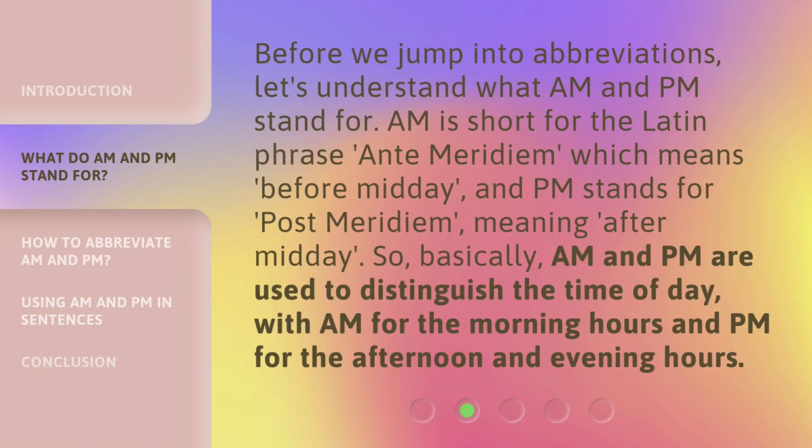Before we jump into abbreviations, let's understand what AM and PM stand for. AM is short for the Latin phrase, ante meridiem, which means before midday, and PM stands for post meridiem, meaning after midday. So, basically, AM and PM are used to distinguish the time of day, with AM for the morning hours and PM for the afternoon and evening hours.